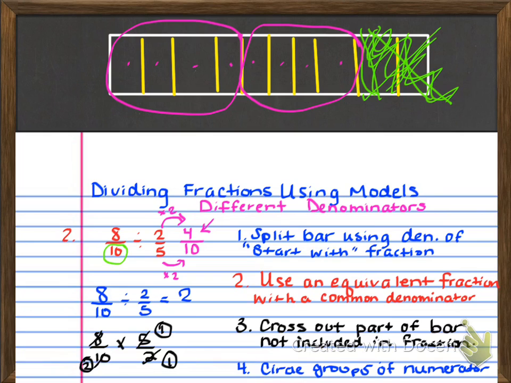We're dividing 2 out of both of those, so we should get 4 on top. And then we end up with 4 times 1 is 4, and 2 times 1 is 2, and 4 divided by 2 leaves us with our whole number of 2. So our model was correct, and we can verify that by using the keep flip change. That's all for this lesson on dividing fractions using models.